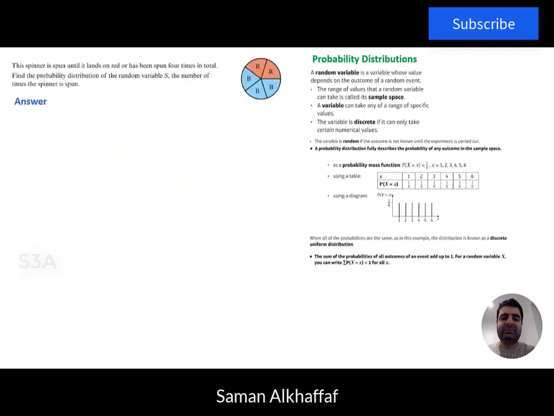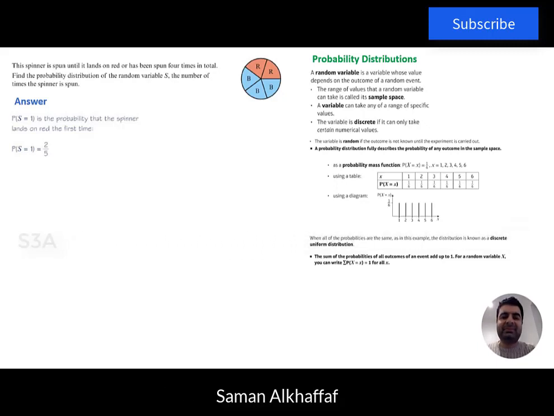In this example, the spinner is spun until it lands on red or has been spun 4 times in total. Find the probability distribution of the random variable S, the number of times the spinner is spun. So first, we look at S being 1. The probability that the spinner lands on red the first time: the spinner is broken into 5 sections, and 2 sections are red, so that will be 2 out of 5.